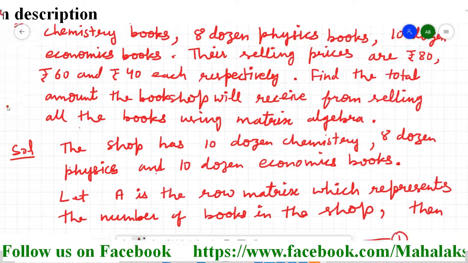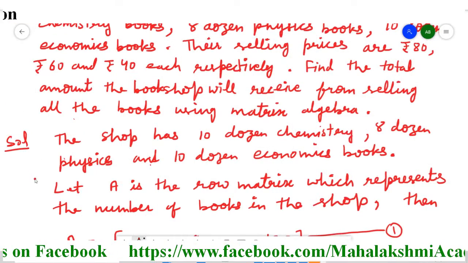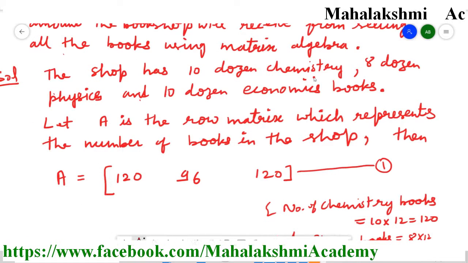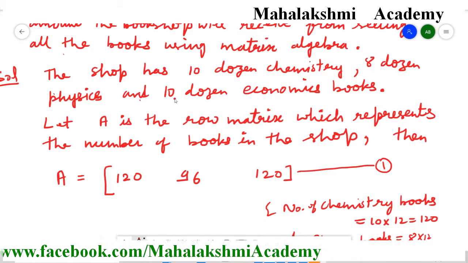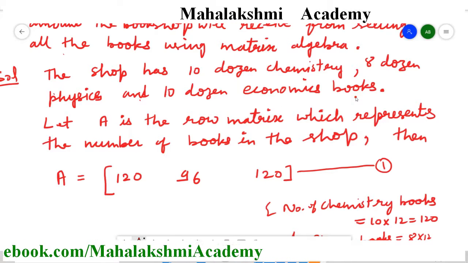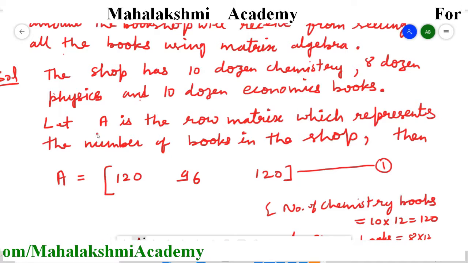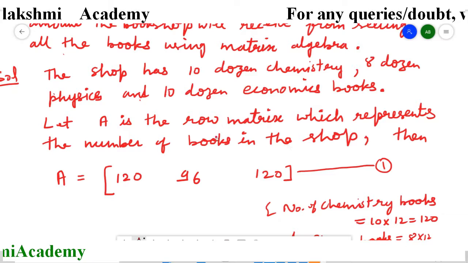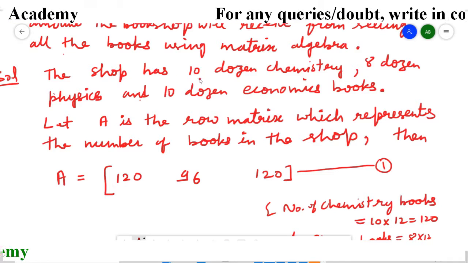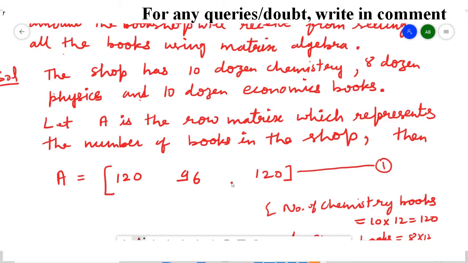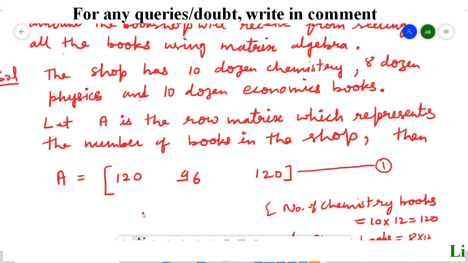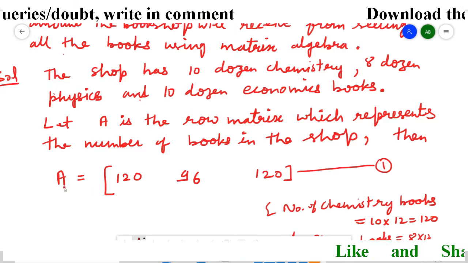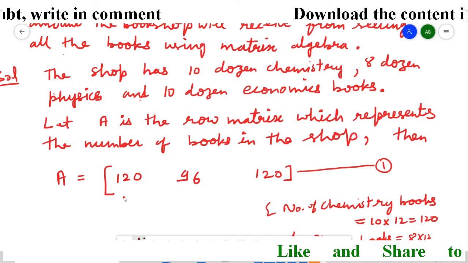For that, first I have some statements because it's a theoretical question. Just see the statement: the shop has 10 dozen chemistry, 8 dozen physics and 10 dozen economics books. First I wrote how many books the shop has. Let A be the row matrix which represents the number of books in the shop. Because you only have the number of books, only one row will come, either one row or a single column. It depends on you; here you have a choice. You can select A as a row matrix as well as a column matrix.